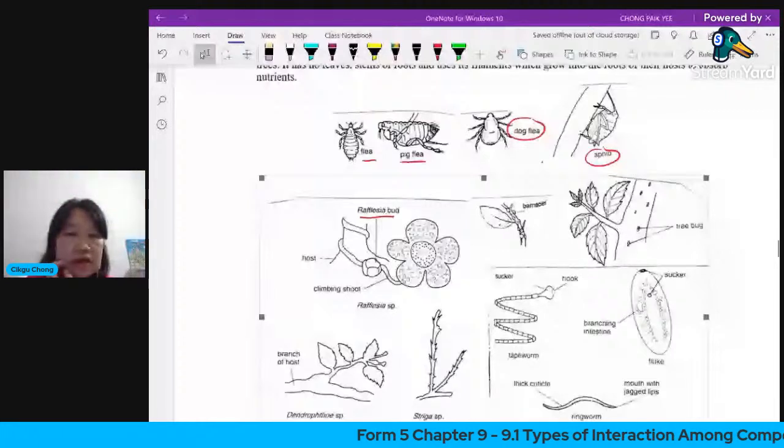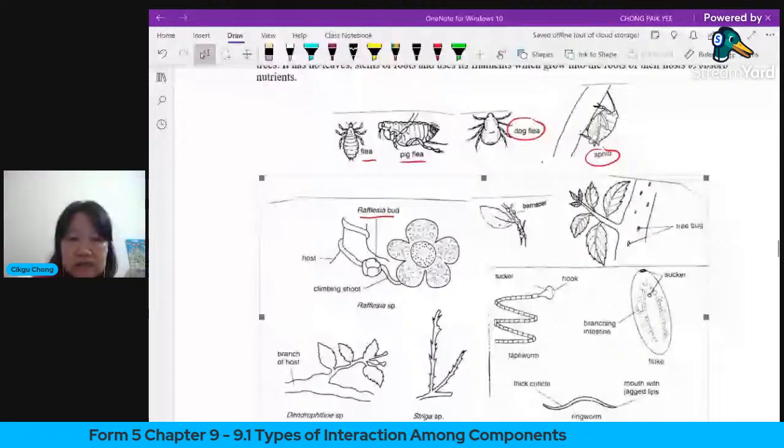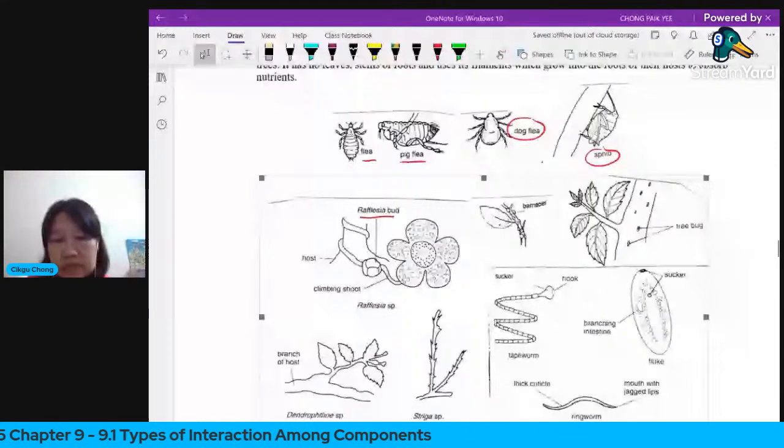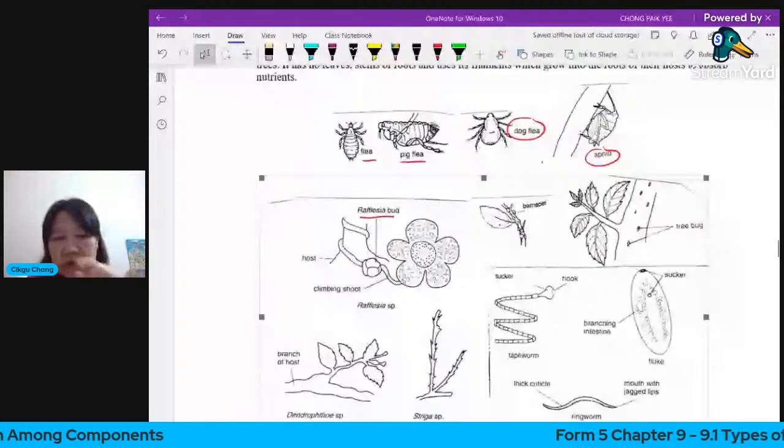They also need to have structures for sucking the nutrients. They need to have the proboscis, very long mouth parts that can go inside the body and suck out. So they have this kind of adaptation.